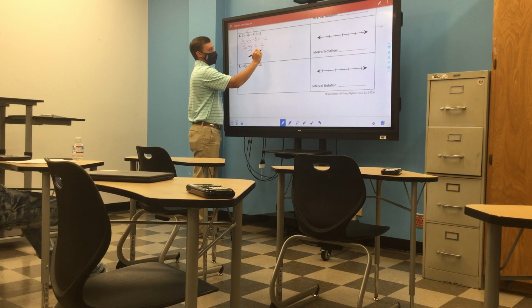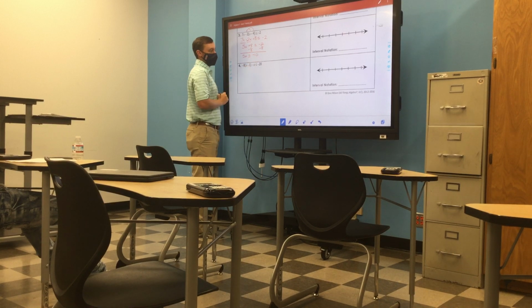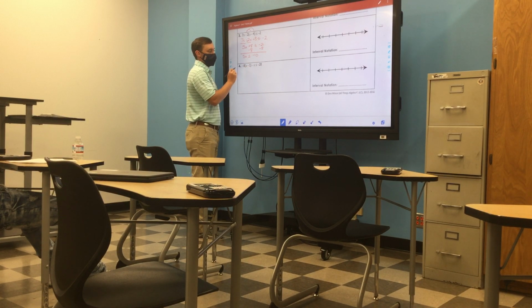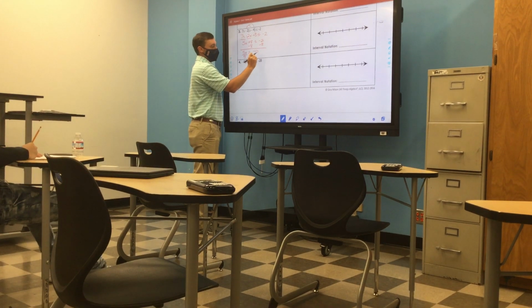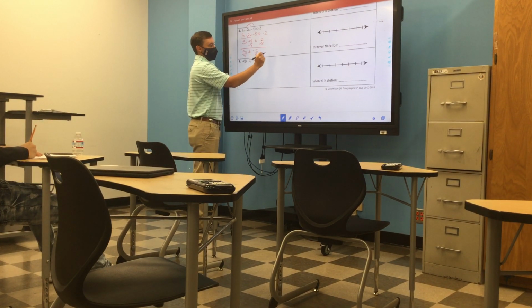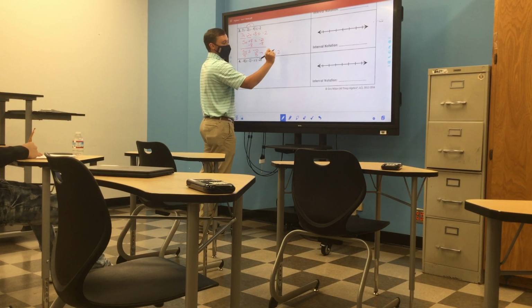Subtract 8 on both sides. You've got 5x less than or equal to -10. Next step is to do what? Divide by 5 on both sides. Okay, and you get x is less than or equal to -10 divided by 5, which is -2.